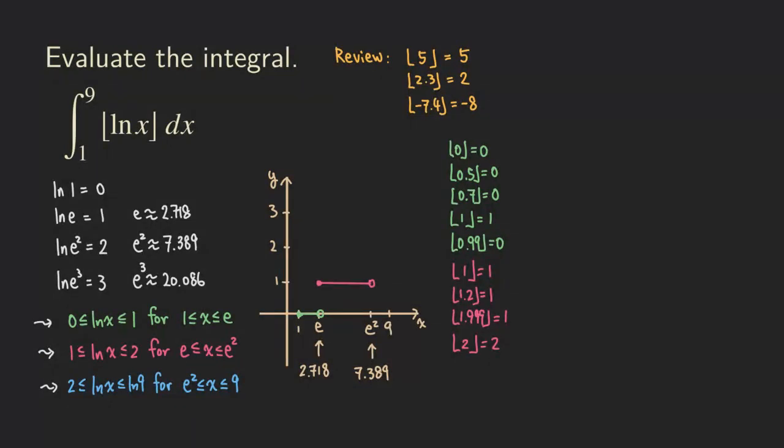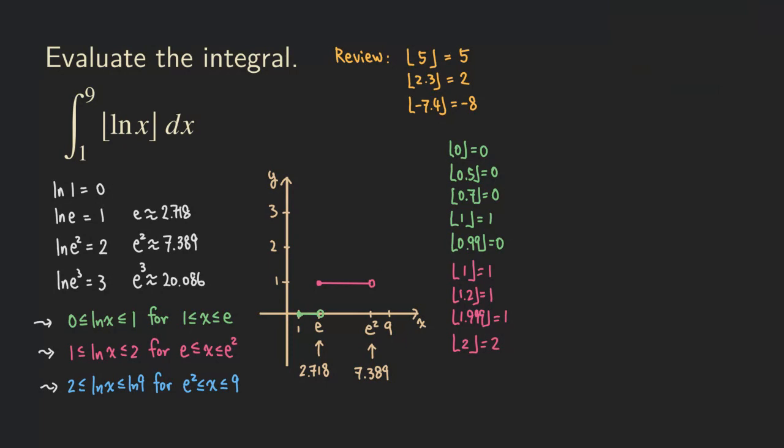Okay. And then now, just following the same idea, you know what's going to happen for the last interval from e squared to 9. All those ln values that you are getting would be between 2 and ln of 9. And ln of 9 is actually still less than 3, because only when you plug in 20.086, the e cube, then you are going to get the 3. So this is still less than 3, right? So for all those values that you're getting here, what are we getting?